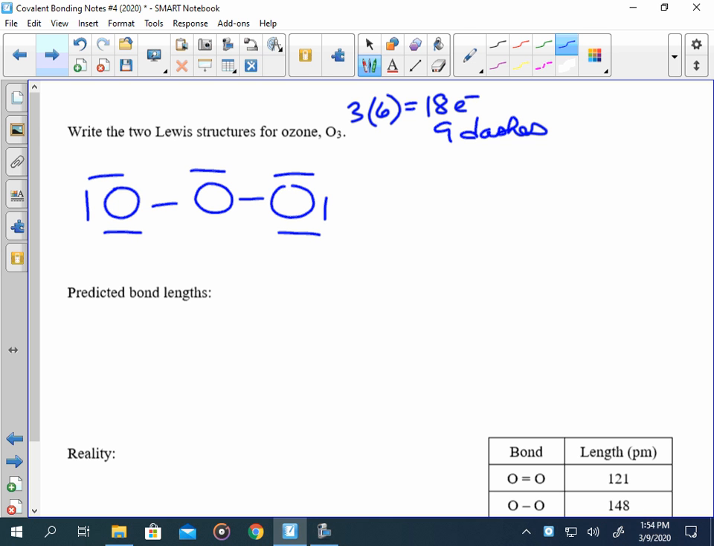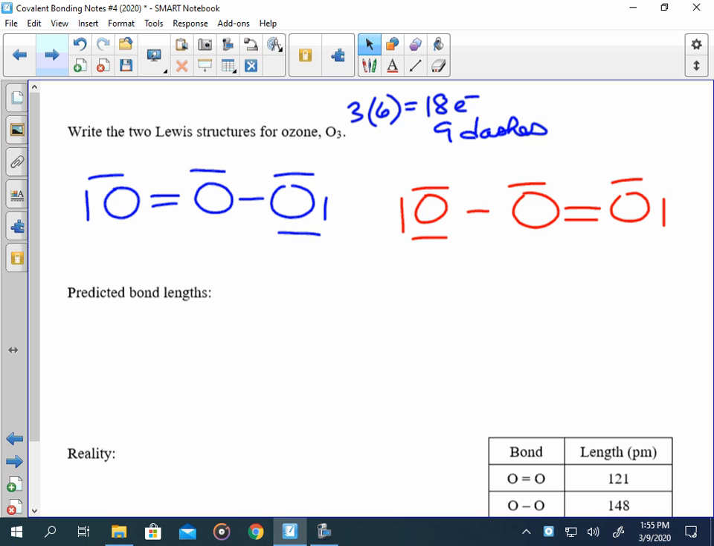But I'm not done, because I've starved my central oxygen. So for me, I'm going to erase the dash on the left. I'm going to make a double bond. Well, somebody else might have said, well, my oxygen on the right was the generous one. So for me, it looks like this. Not a problem.